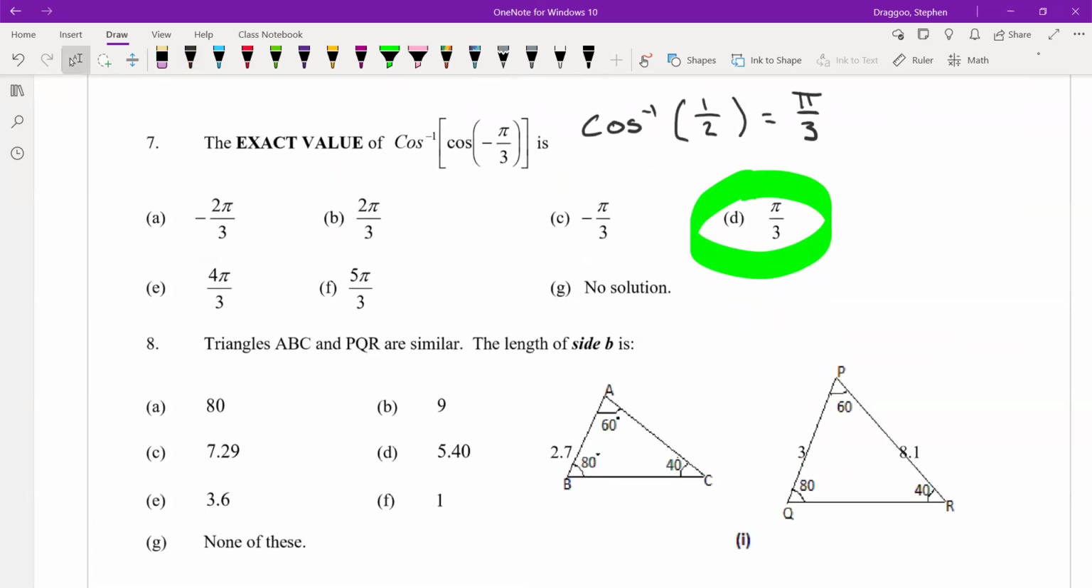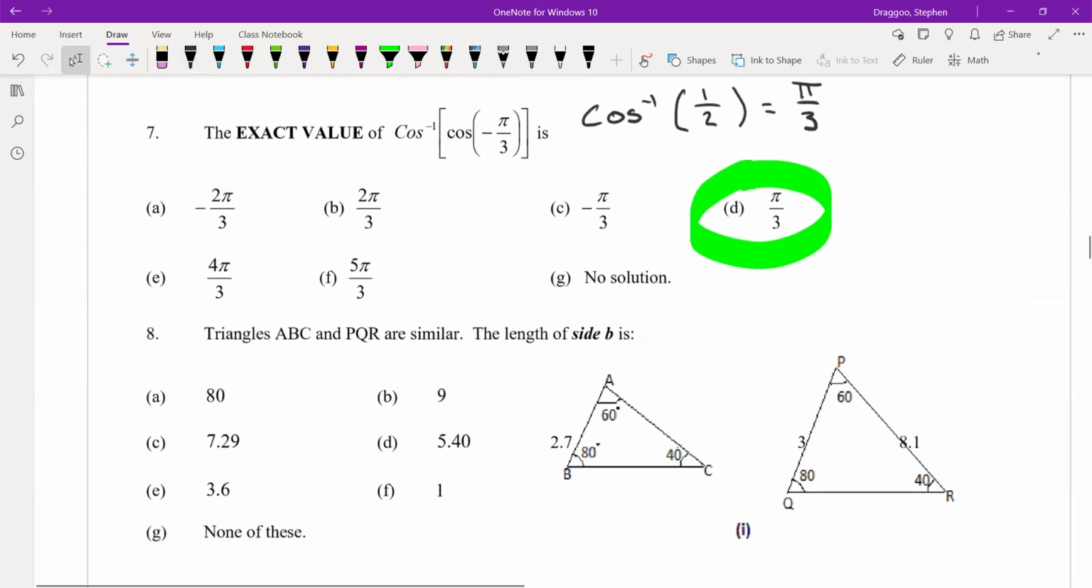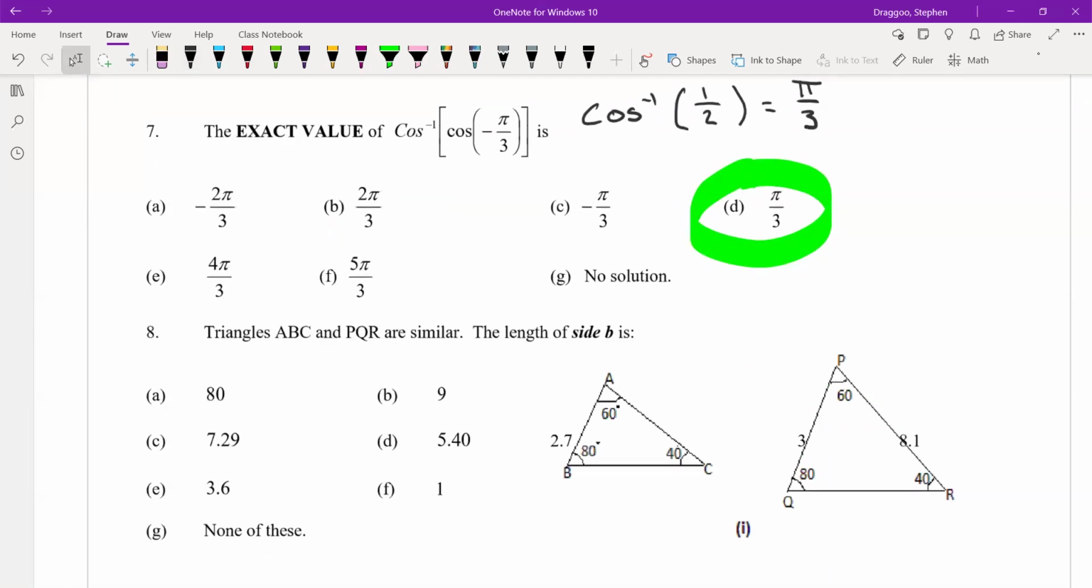Right, if we take this on to number 8, working with similar triangles. Let's see what we've got. ABC and PQR are similar. We want to find the length of side B. Notice that the sides aren't labeled directly, but all of the angles are, so we should be able to infer which side is length B. Specifically, length B should always be opposite angle B. So it's got to be that side that connects A and C together, meaning it corresponds to that 8.1 over there.